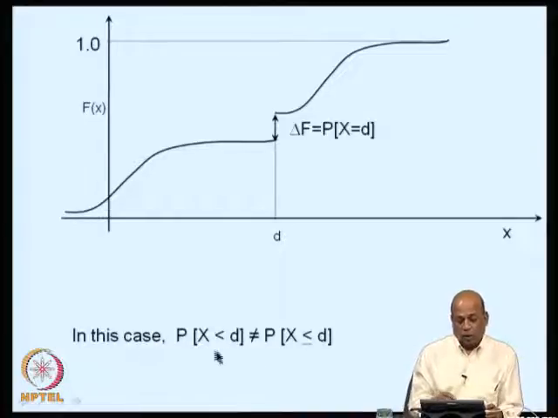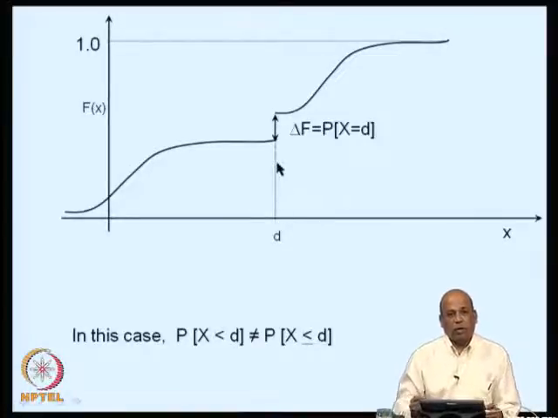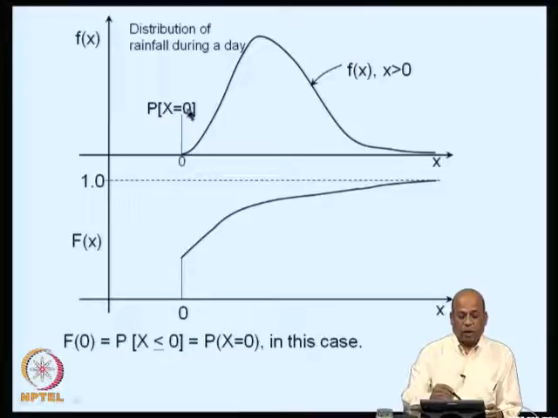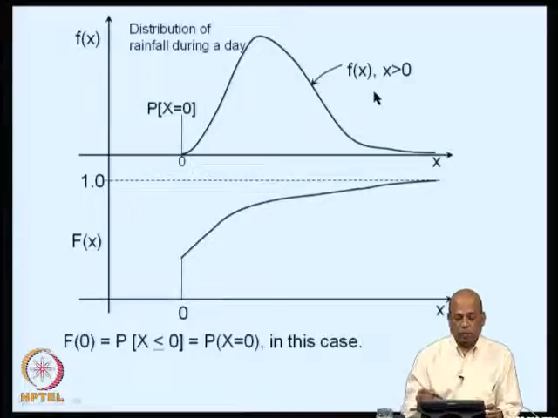Note that in this particular case, probability of x being less than d is not equal to probability of x being less than or equal to d, because there is a finite probability associated with the event x equal to d. In the case of rainfall during a day, we may have probability of x being equal to 0 and then non-zero values may have a certain distribution of this type, and the associated cumulative distribution function will appear something like this. Again, F of 0 is equal to probability of x being less than or equal to 0, which in this particular case is equal to probability of x equal to 0.